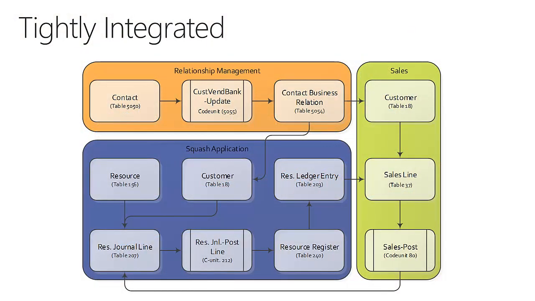If we look at the design of the solution, and if we would design the solution to be tightly integrated, we could decide to make the squash members customers and the squash courts resources, which are both existing master data in Dynamics NAV. We could use the resource journal to handle reservations, and we could use resources in the sales invoices to do invoices. We would probably have to add some fields here and there to make this work.